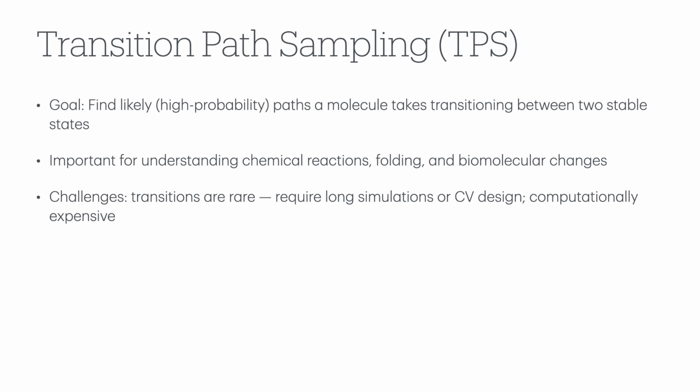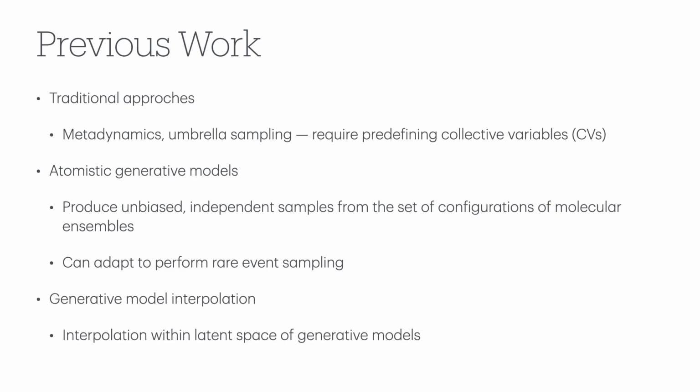What was the previous work? Let's talk about that first. So we have the traditional approaches, right? We've talked about this before, metadynamics, umbrella sampling. These all require predefining our collective variables or our reaction coordinates. I'm using these terms interchangeably, but it's the same kind of idea where you need to have some one-dimensional coordinate that you're sampling along.